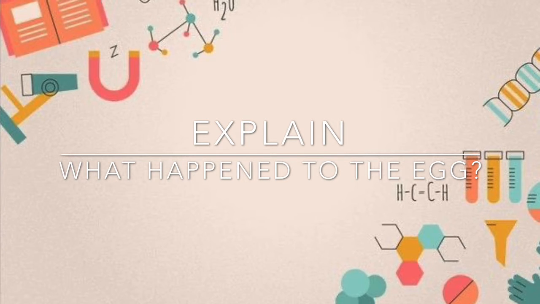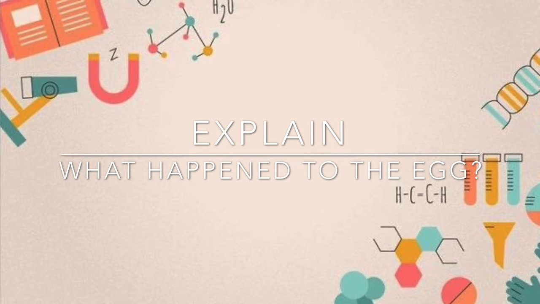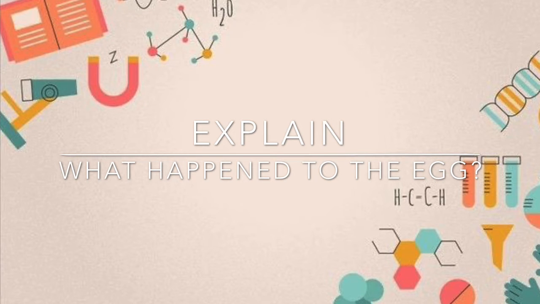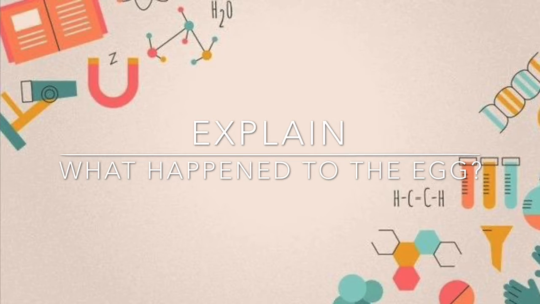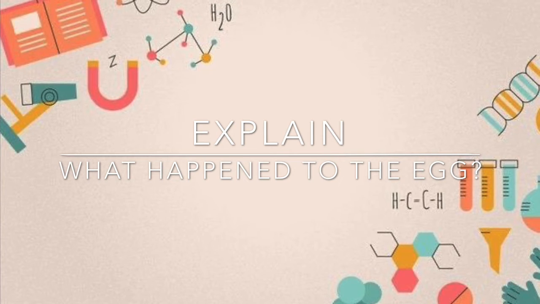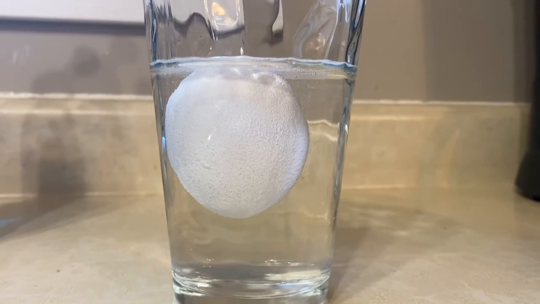The first question you may have thought was, what happened to the shell of the egg? The answer to this question is that the vinegar made the shell dissolve. Vinegar is made up of acetic acid. The egg shell is made up of calcium carbonate. When the two are mixed together, a chemical reaction happened that produced CO2 gas and calcium acetate. This was seen when the egg started bubbling.